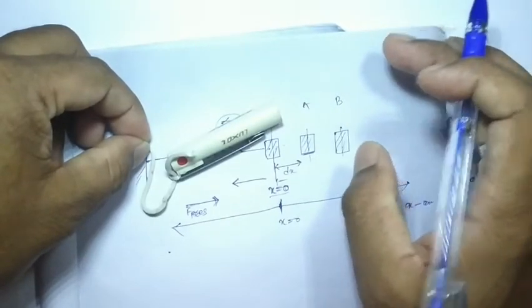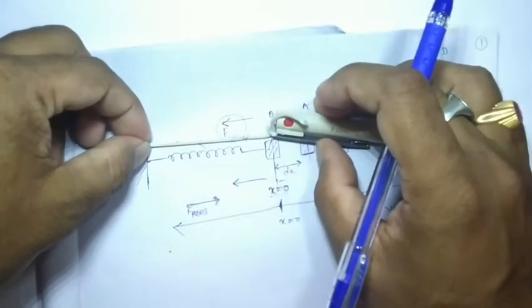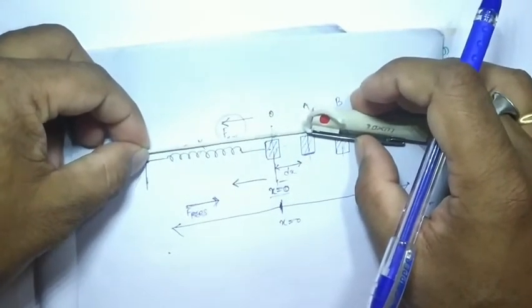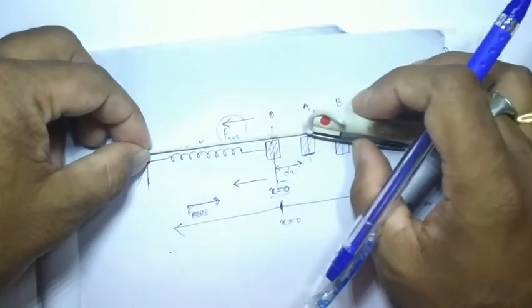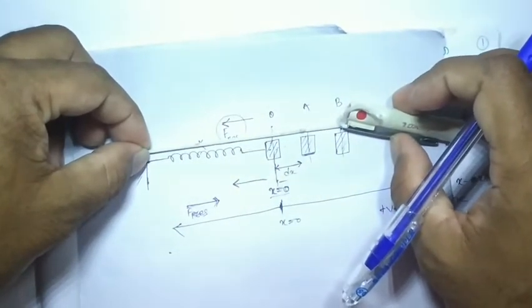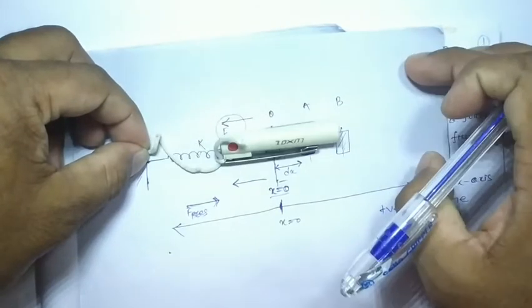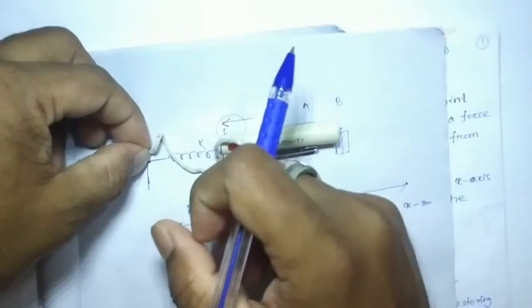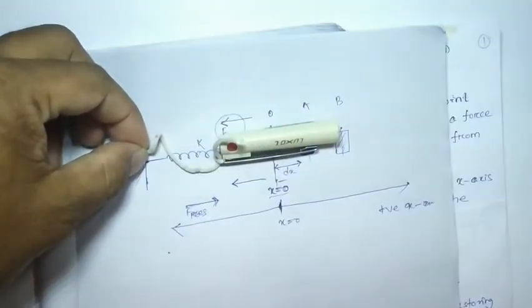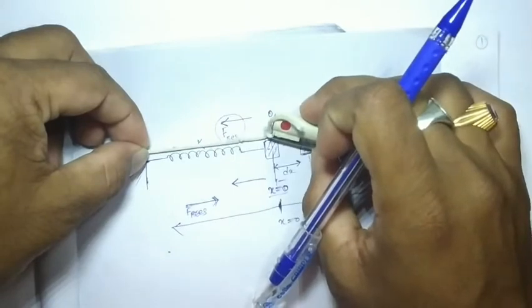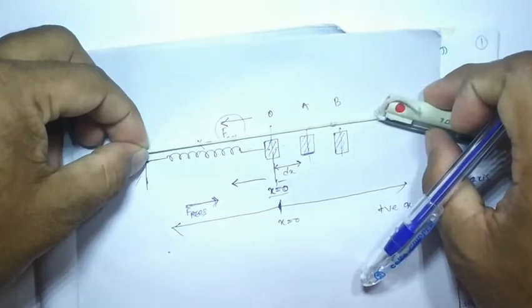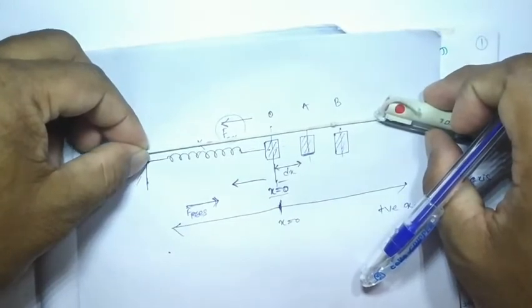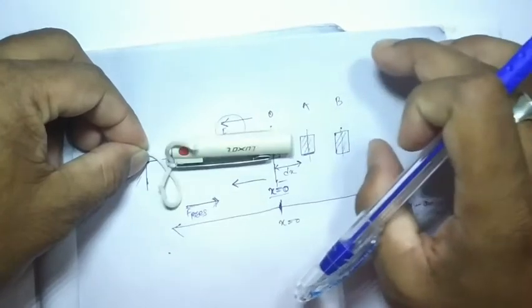Another thing: I displaced this much distance from 0 to A. You just observe the restoring force, this one. Now I displaced a somewhat larger distance, from 0 to B. You observe the force is larger. That means if I displace a longer distance, then the restoring force will increase. For this distance, what is the force?